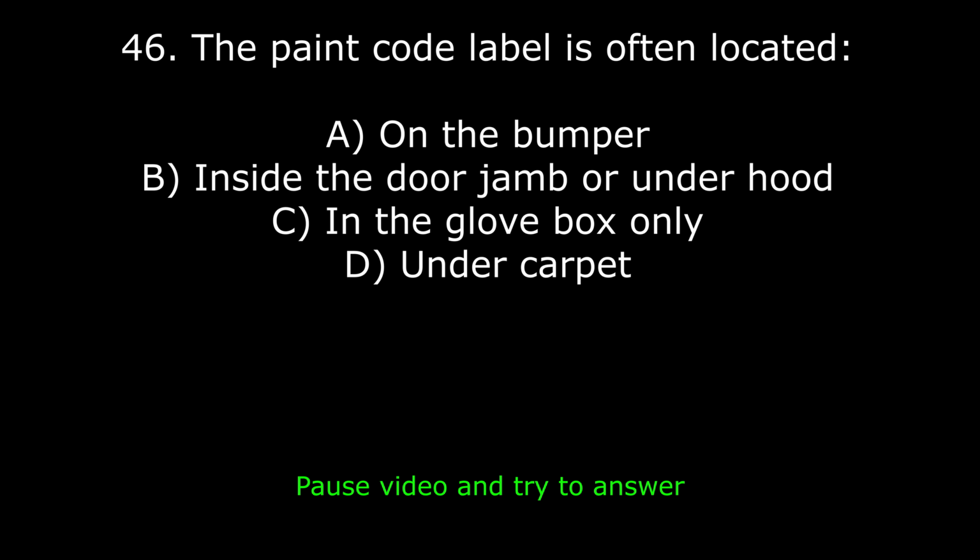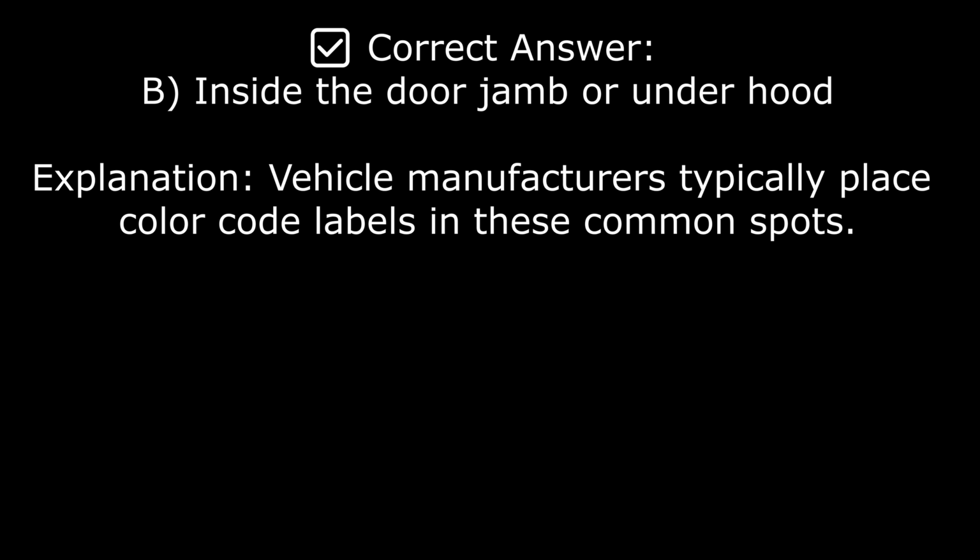46. The paint code label is often located A. On the bumper, B. Inside the door jamb or under hood, C. In the glove box only, D. Under carpet. Correct answer: B. Inside the door jamb or under hood. Explanation: vehicle manufacturers typically place color code labels in these common spots.